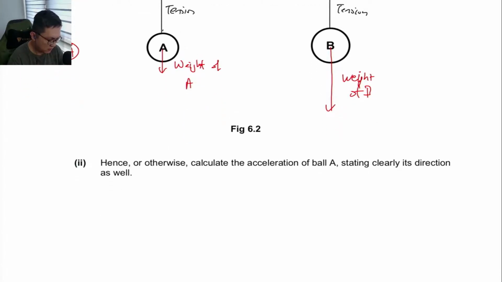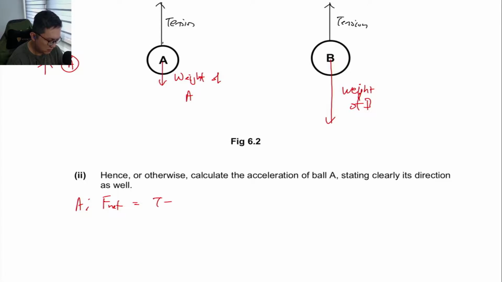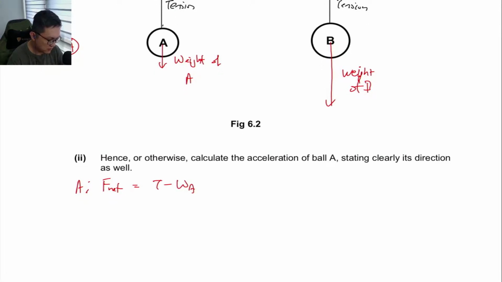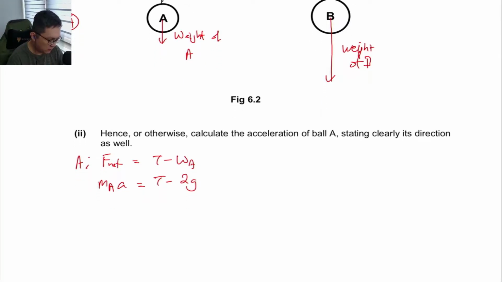We have the net force on A. So F net for A is equal to tension minus weight of A. This is equal to mass of A times acceleration, equals T minus 2g. Then we can make T the subject. So T is equal to, this is 2a, right? So this will be 2a plus 2g. This is equation 1.